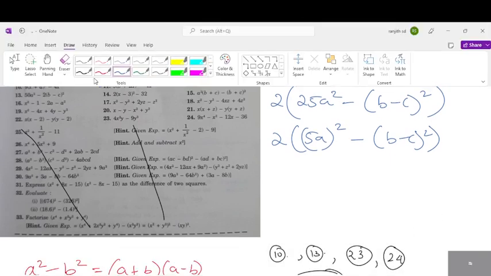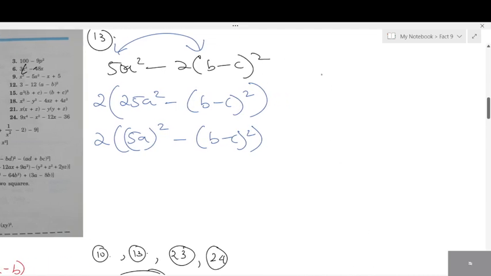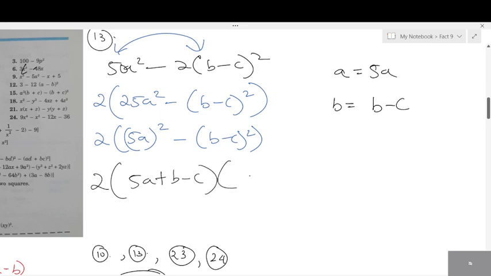Okay, in that, what is a and what is b? Can you tell me what is a and b, students? What is a here? a is equal to 5a. What is b? b is equal to b minus c. 2 remains as it is. a plus b into a minus b. So for a plus b, it is 5a plus b minus c into a minus b.